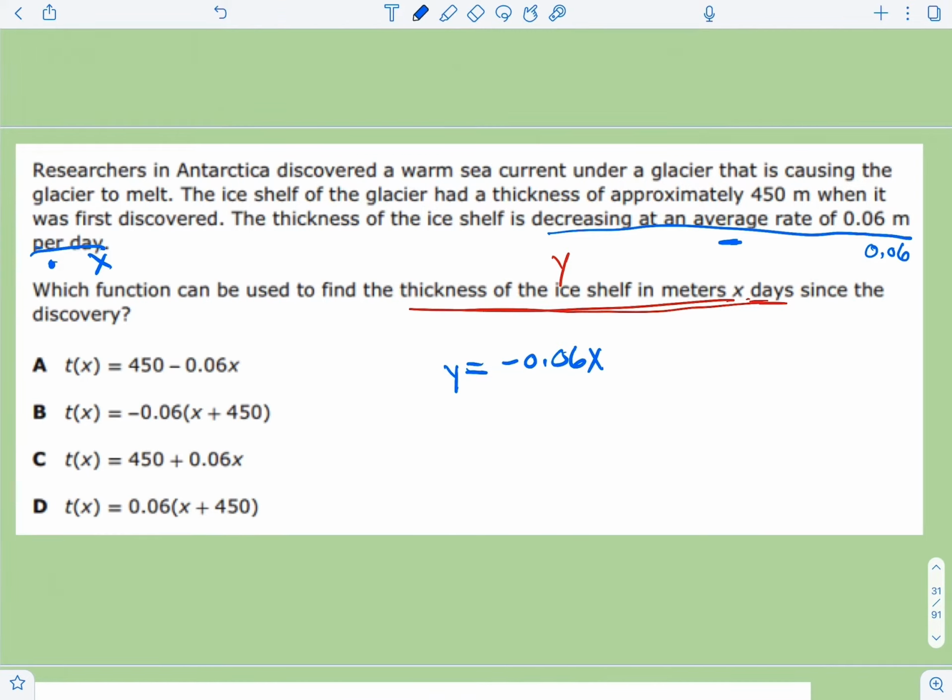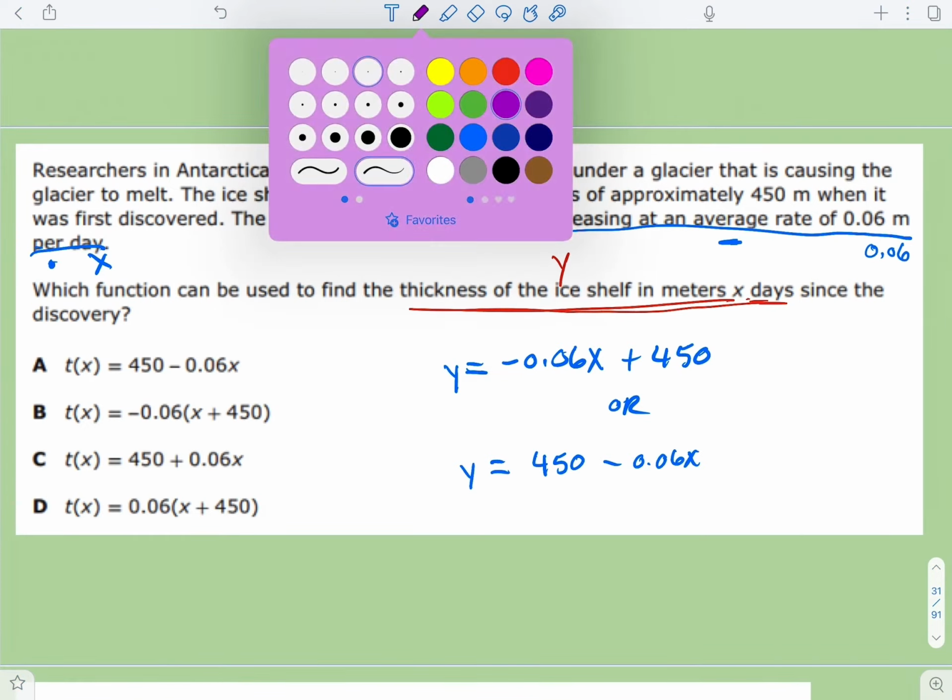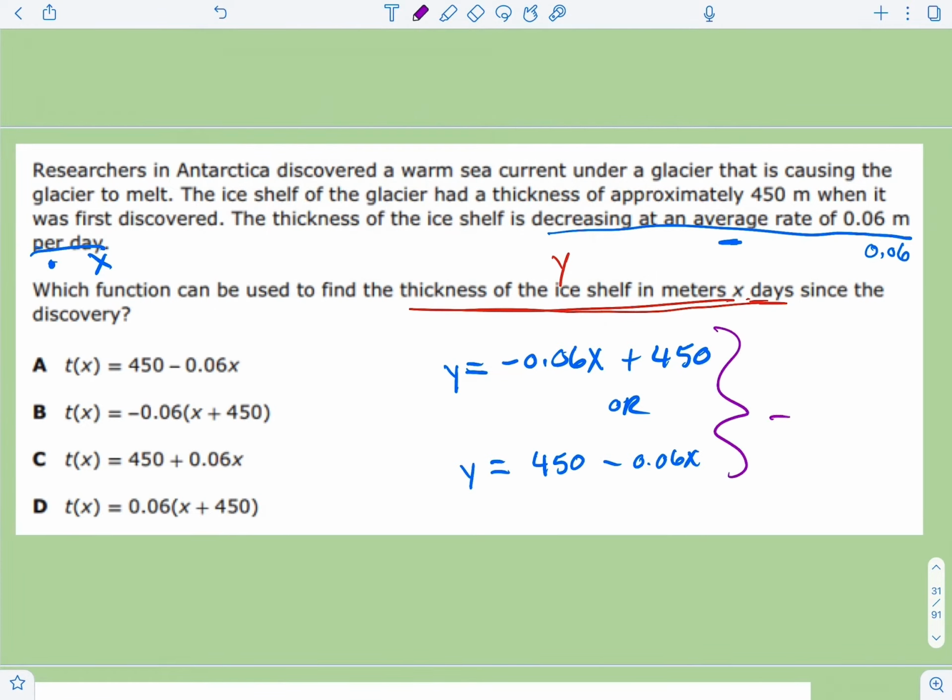Now, when we first started, the thickness was 450 meters when it was first discovered. Can't worry about how thick it was before then. It does not matter. So we're going to add 450. Another way of writing this could be y equals, we put the 450 first, minus 0.06x. These represent the same thing. They're the same thing. Leaving us an answer of A.